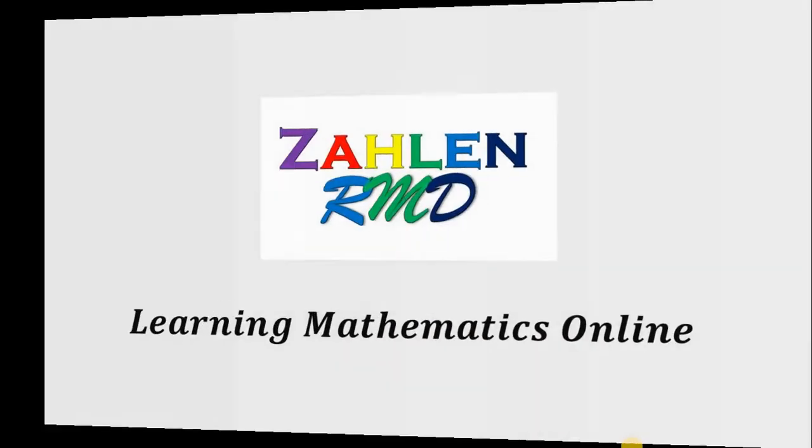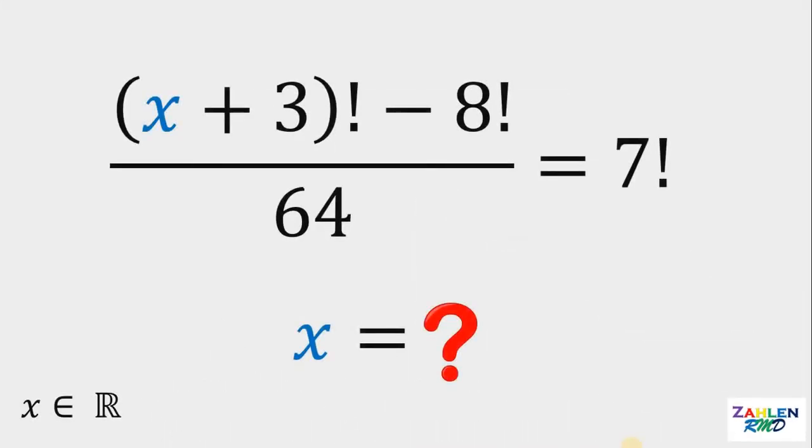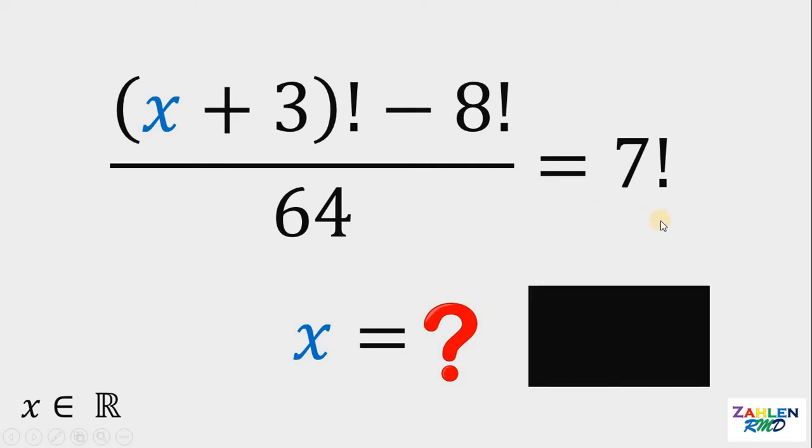And here's our question. Solve for the value of x given that ((x+3)! − 8!) / 64 = 7!. Now you can pause this video if you want to give this problem a try.